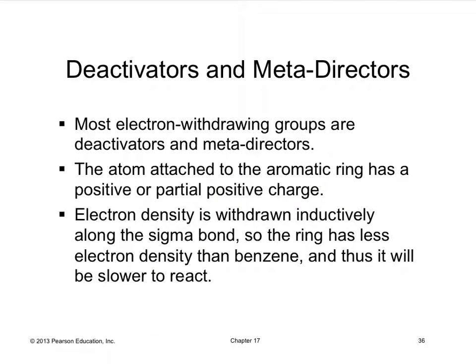Deactivators and meta-directors. Most electron withdrawing groups are deactivators and meta-directors. The atom attached to the aromatic ring has a positive or partial positive charge. Electron density is withdrawn inductively along the sigma bond, so the ring has less electron density than benzene, and thus it will be slower to react.